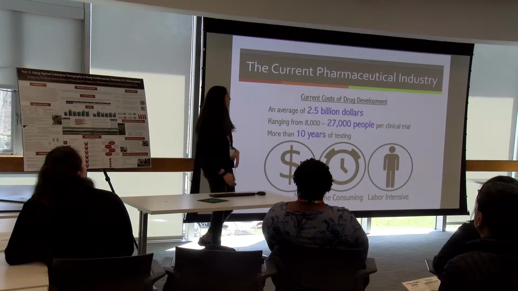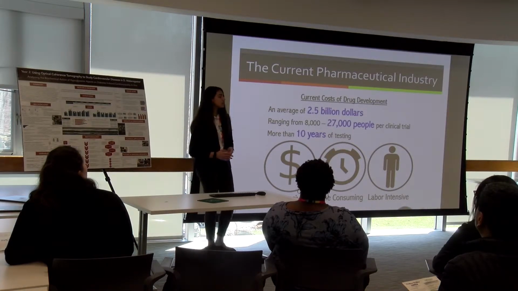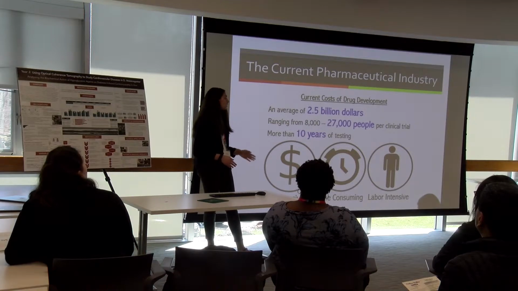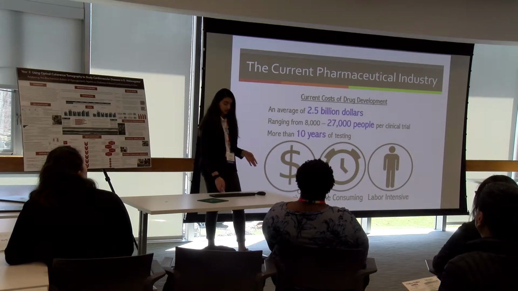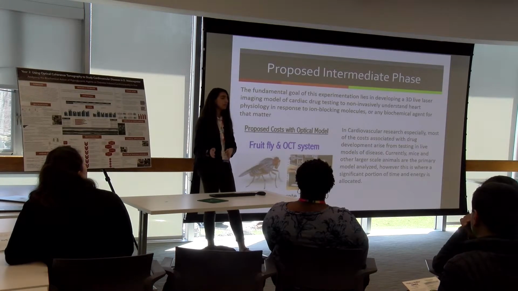So currently, the pharmaceutical industry is actually largely inefficient, in that it takes over $2.5 billion to develop a single drug on average. It can take upwards of 20,000 people per clinical trial and almost a decade of time in testing. My idea proposes that a fruit fly and OCT system can actually be an intermediate phase between in vitro and in vivo testing in mammals, saving time, energy, and expense for researchers.